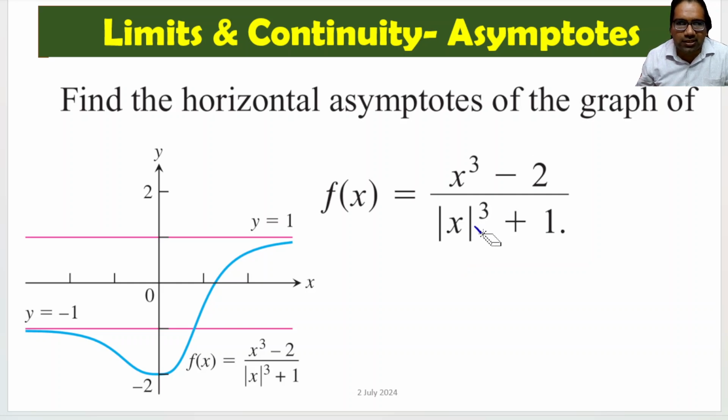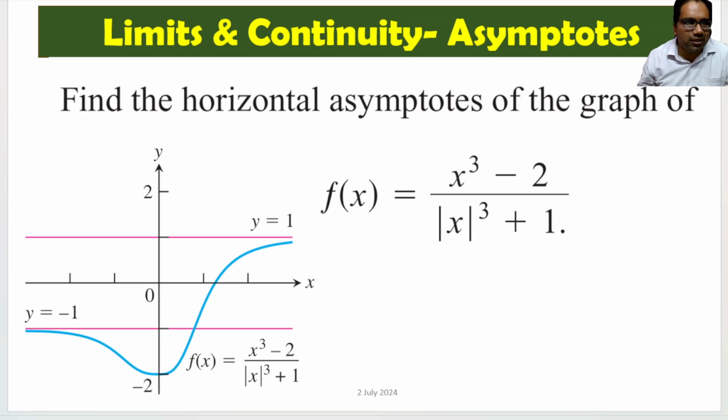So this function, we can actually write it as two different functions. When x is greater than 0, this becomes plus x cube. And when x is less than 0, this becomes minus x cube. Basically, it is a combination of two different functions. Now, when there are two different functions, what exactly are those horizontal asymptotes?